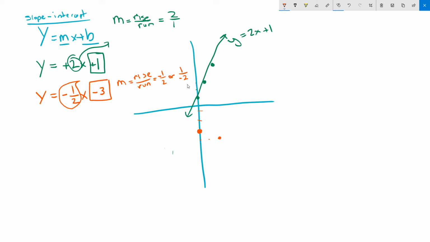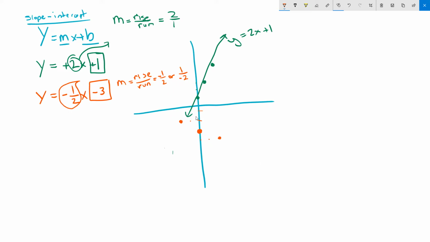Let's go up 1 and to the left 2. So we'll go up 1, 1, 2. And I know this doesn't look pretty good, but actually that's not too bad. But see here how in both cases it still stayed on the same line.